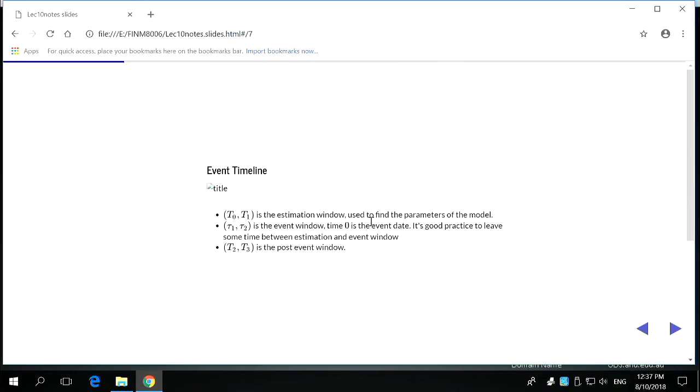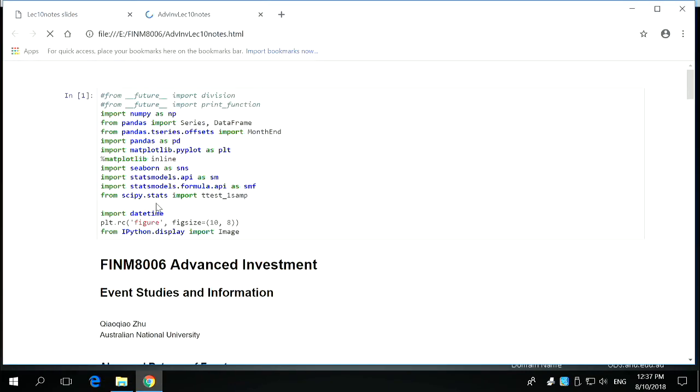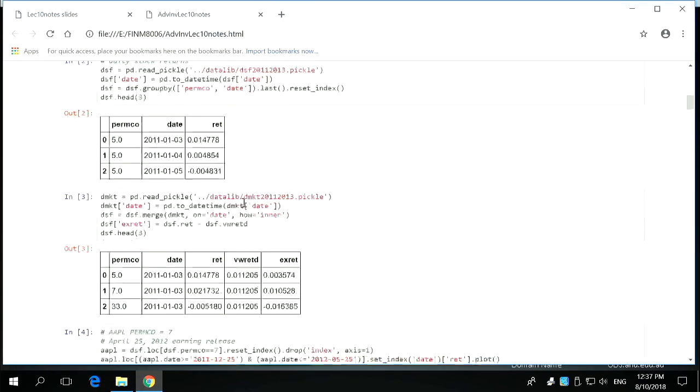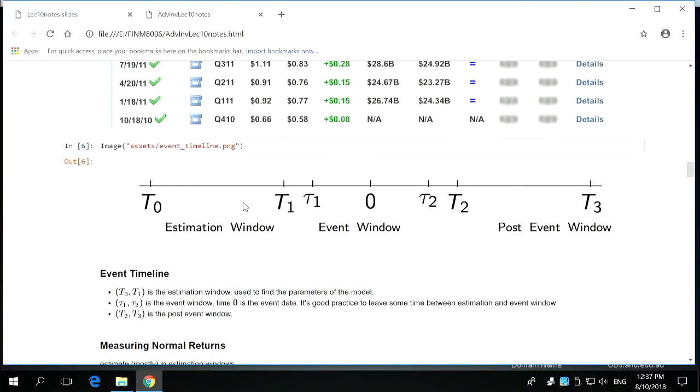The next one, the timeline. Looks like I don't have a good... That's better.